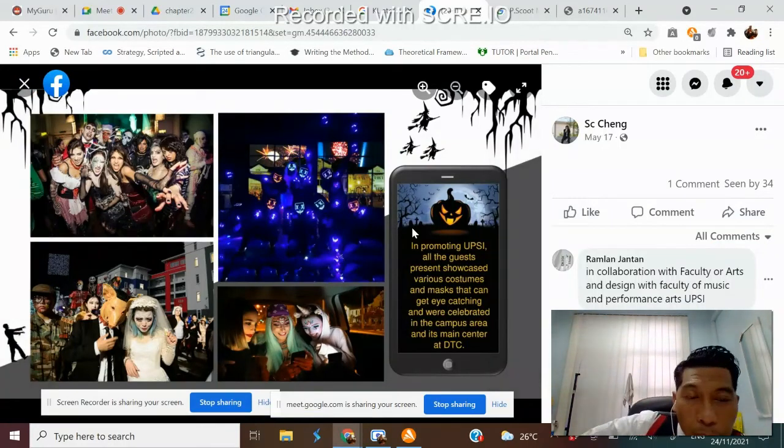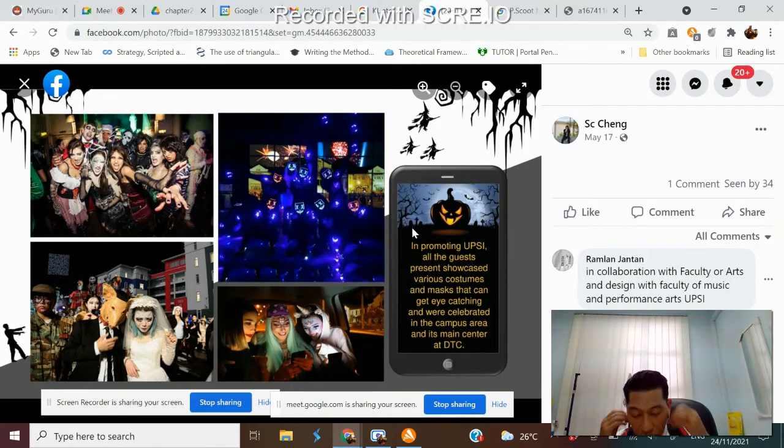So this is some kind of mood board in collaboration with the Faculty of Arts and Design, which is our faculty, with the Faculty of Music and Performing Arts, UPSI. So you can come up with ideas of a costume party, costumes and masks that can be eye-catching and well celebrated on the campus here.